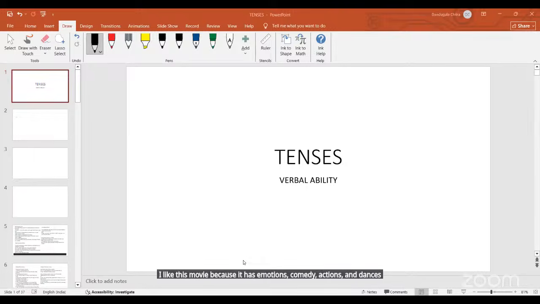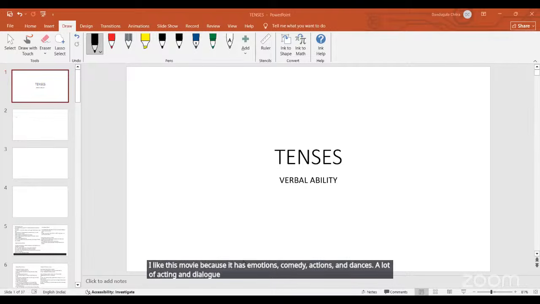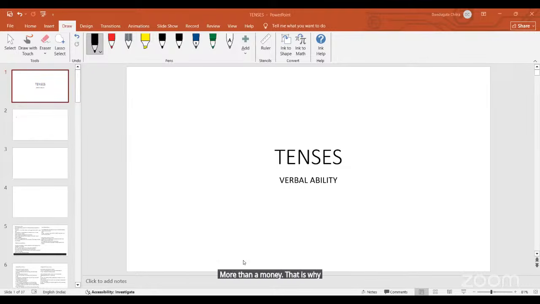Allu Arjun's acting and dialogue delivery are excellent. The movie also shows how good character and honesty are more important than money. That is why Son of Satyamurthy is my favorite movie.